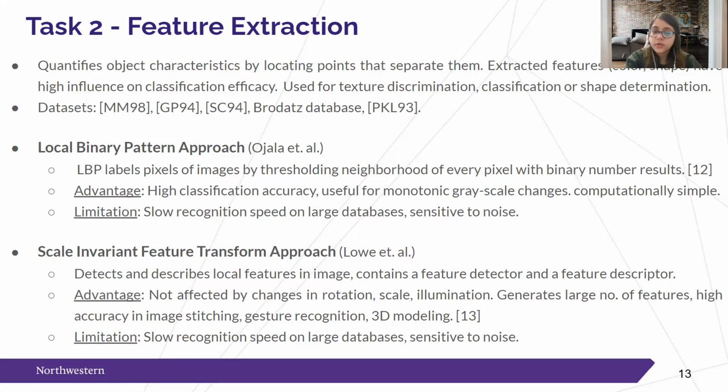The next one is the SIFT approach. Here it detects the local features in the image. So it's a local method, it's a feature-based method, and it contains a feature detector and descriptor. It is not affected by changes in rotation, scale, and illumination, and it generates a large number of features. So it has high accuracy in image stitching. But again, the limitation is that it has a slow recognition speed on large databases.